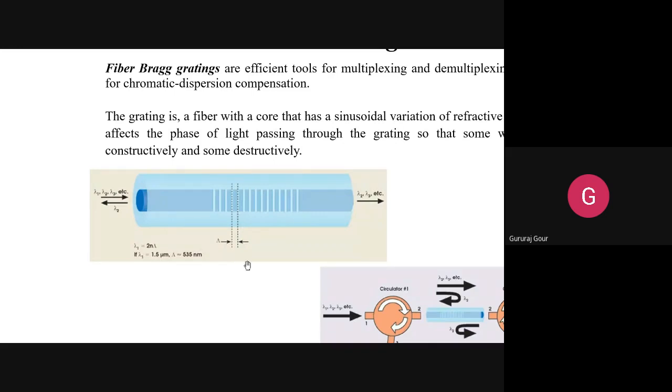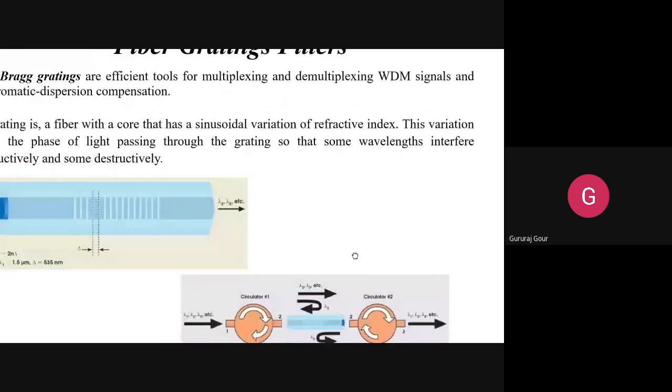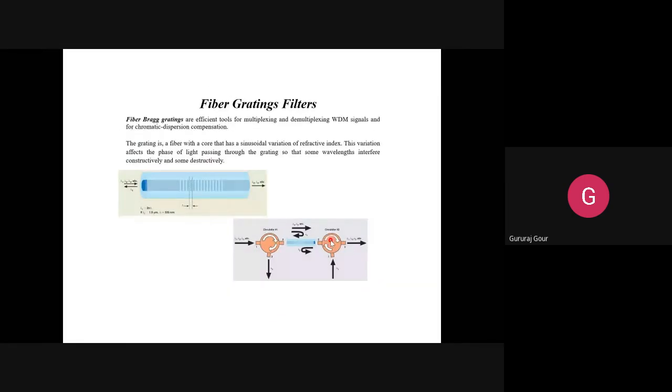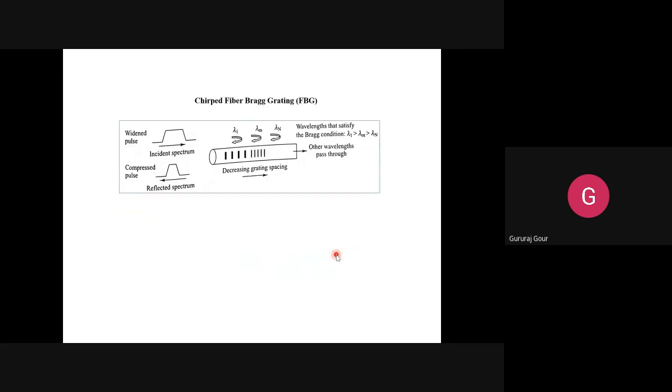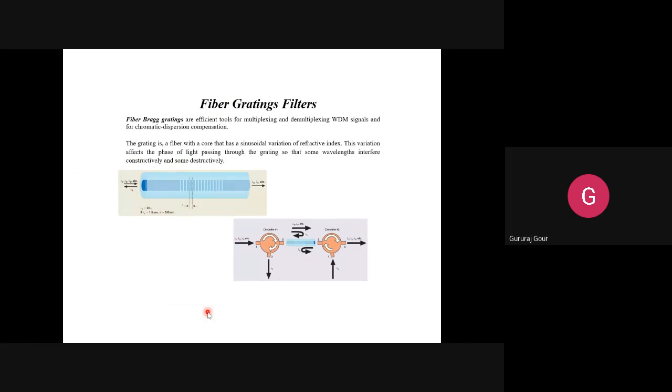The wavelengths having an integer multiple equal to lambda 1 will be dropped out, reflected back because of this sinusoidal variation of the refractive index. The same principle we are using in order to get this add drop multiplexer. So this one is acting like an add drop multiplexer. Here we can see how we are getting this add drop concept. Let me write here.